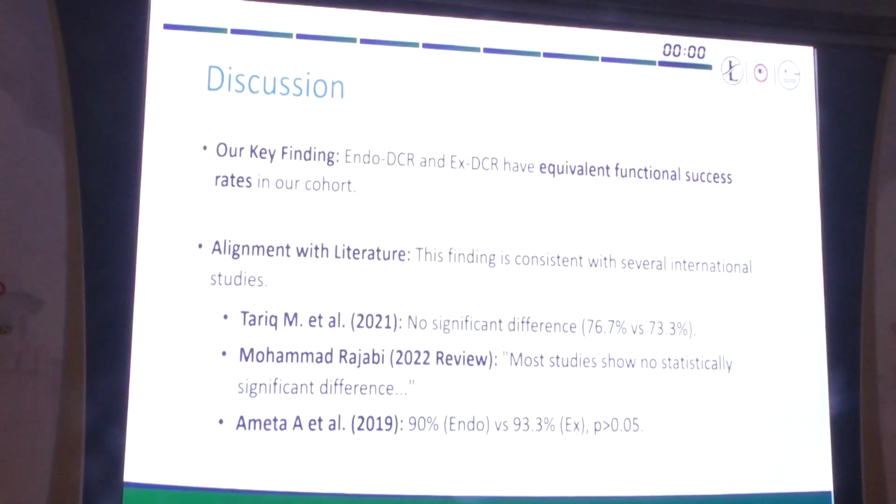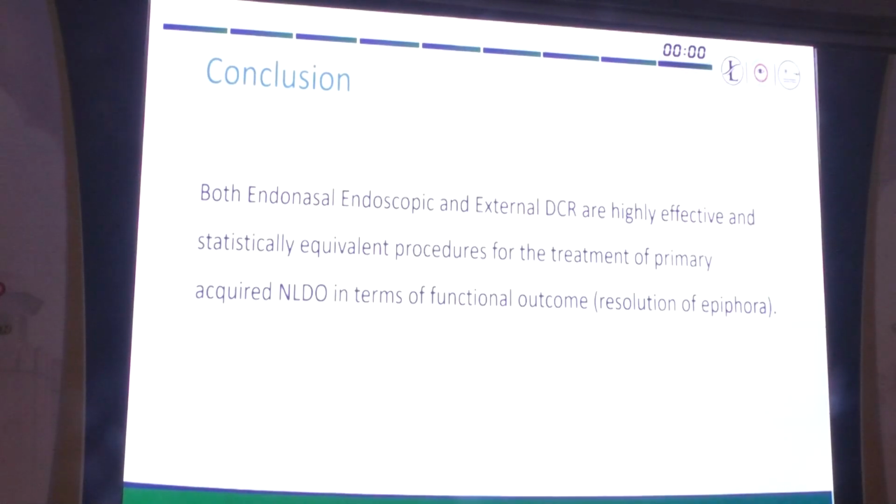So our key findings are that endoscopic DCR and external DCR have equivalent functional success rates in our cohort. This is in alignment with the literature. The finding is consistent with several international studies, as I showed you before. Both endonasal endoscopic and external DCR are highly effective and statistically equivalent procedures for the treatment of primary acquired NLD obstruction in terms of functional outcome.